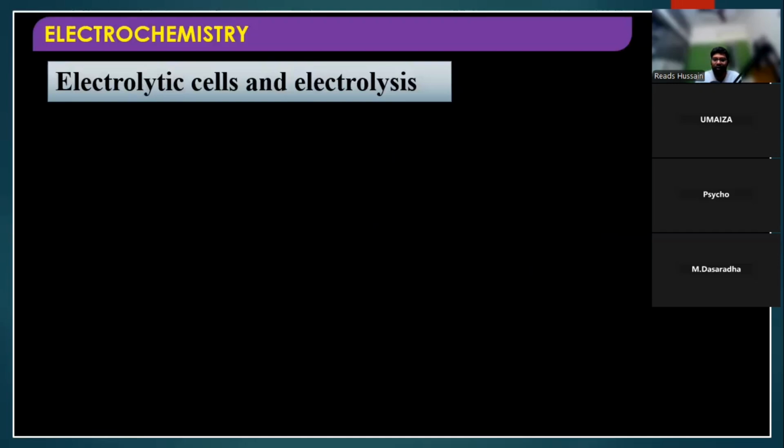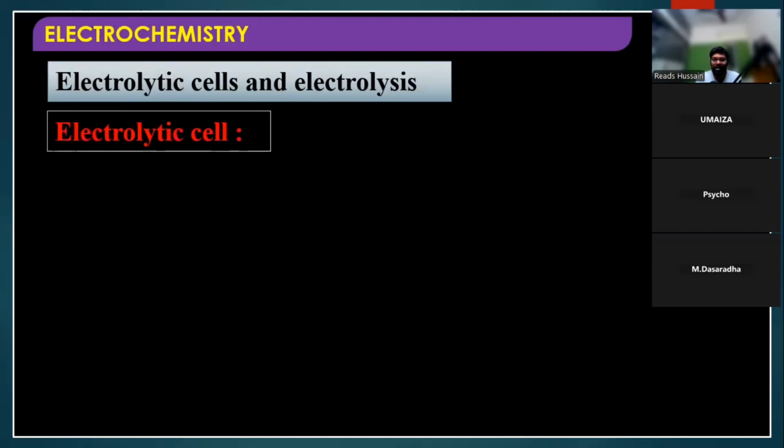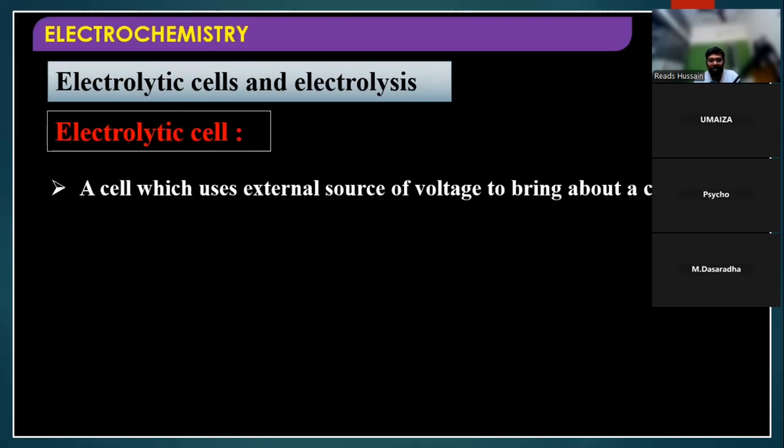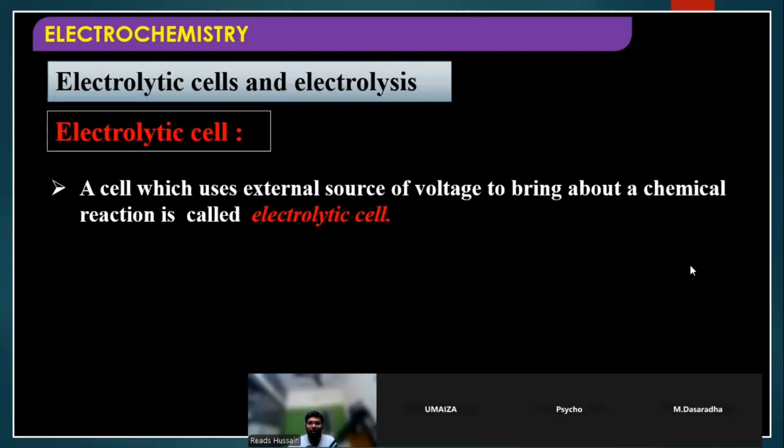Electrolytic cells and electrolysis. In the previous classes, in the beginning of electrochemistry, we have discussed electrochemical cells. Electrochemical cells are galvanic cells. What are galvanic cells? Galvanic cells convert chemical energy into electrical energy. They are called galvanic cells. Such devices are called electrochemical cells.